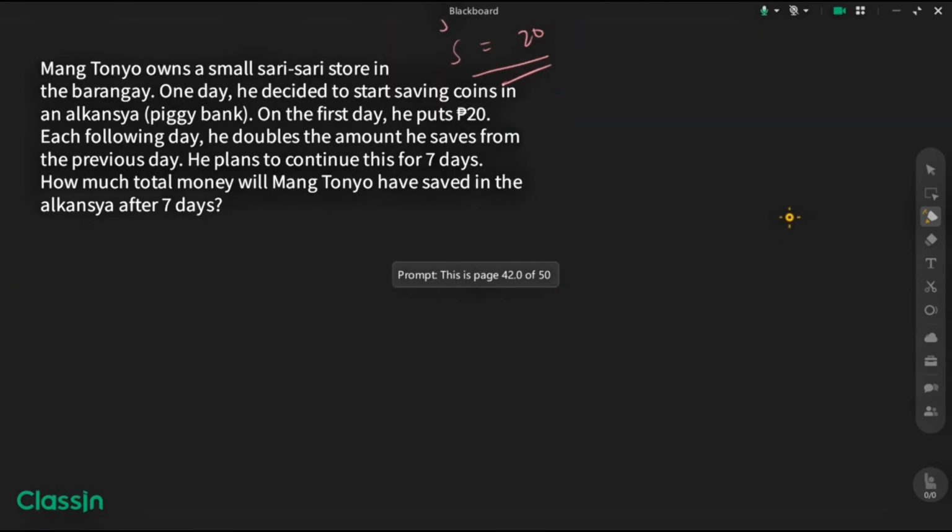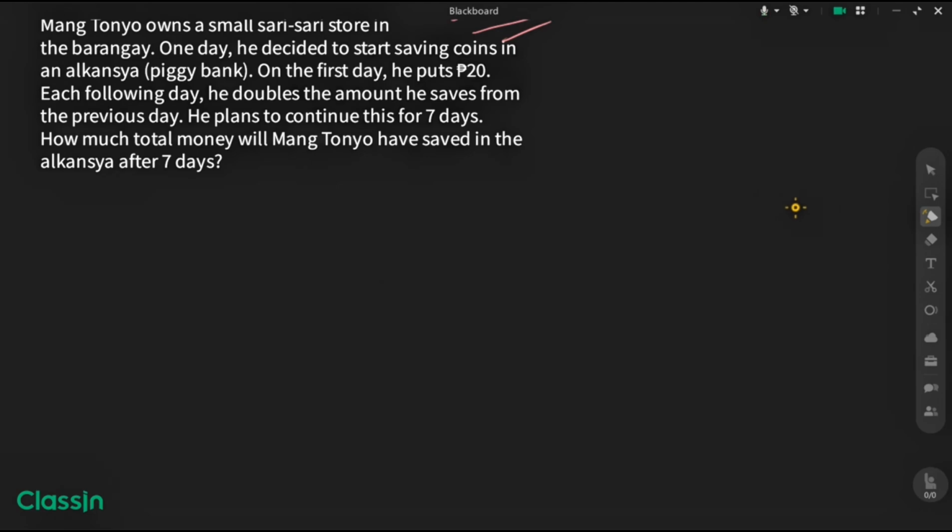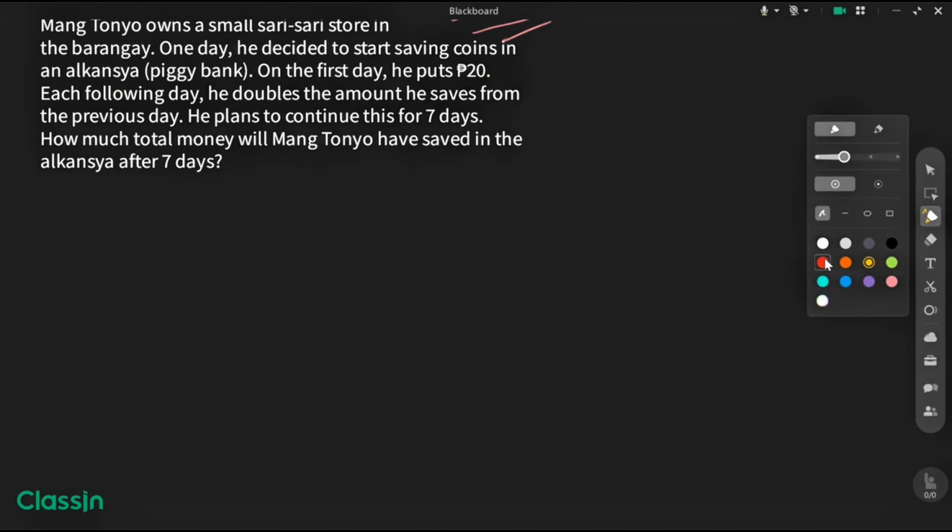Let's proceed with the word problem. Mang Tonyo owns a small sari-sari store in the barangay. One day, he decided to start saving coins in an alcansya, also known as a piggy bank. On the first day, he puts 20 pesos. Each following day, he doubles the amount he saved the previous day. He plans to continue this for 7 days. How much total money will Mang Tonyo have saved in the alcansya after 7 days?